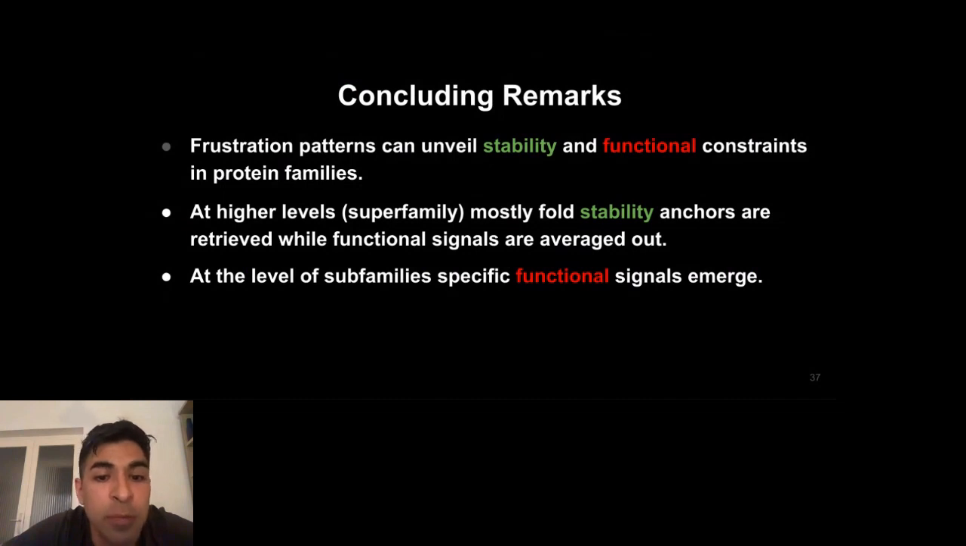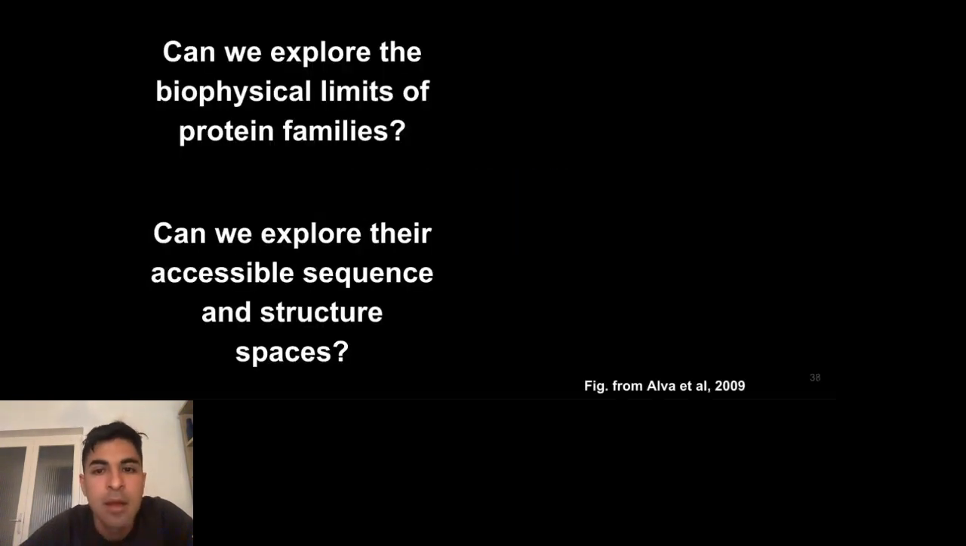At higher levels, superfamily, mostly you recover stability anchors, and they are retrieved because functional signals are averaged out. But when you go down to the level of subfamilies, you can get very specific functional signals that emerge as a consequence of each subfamily getting its own identity when you go closer to extant times.